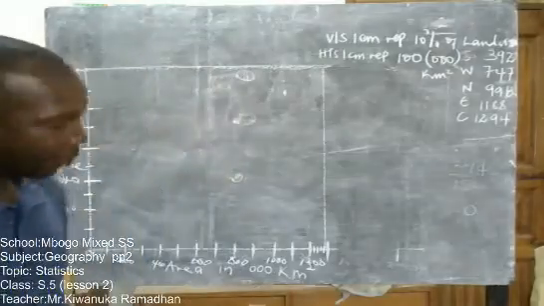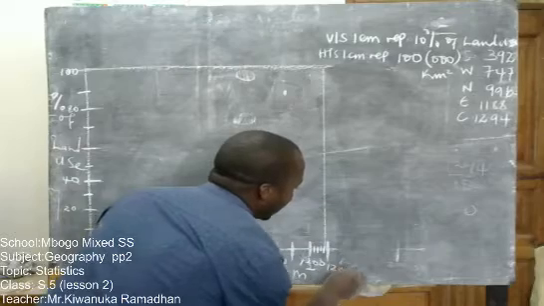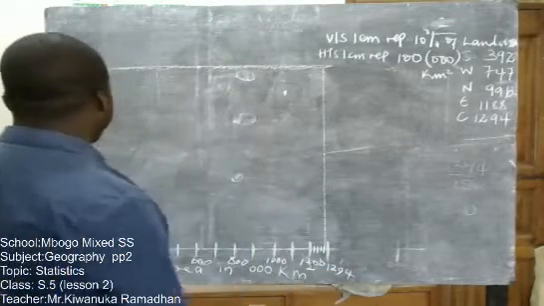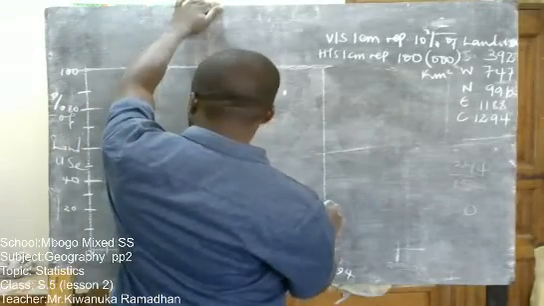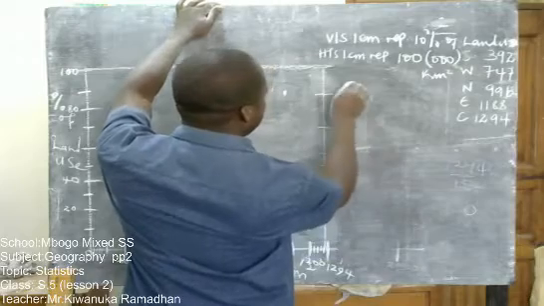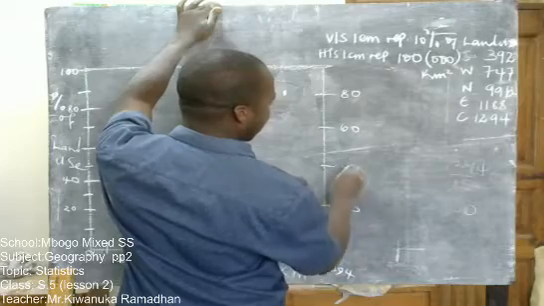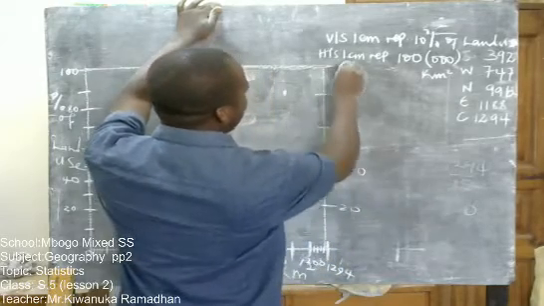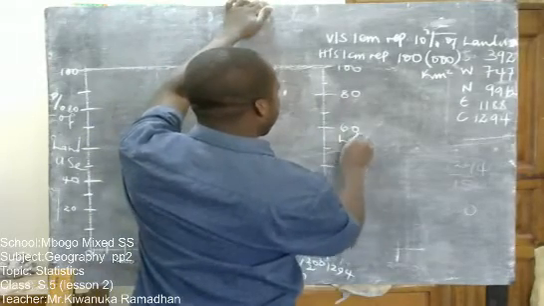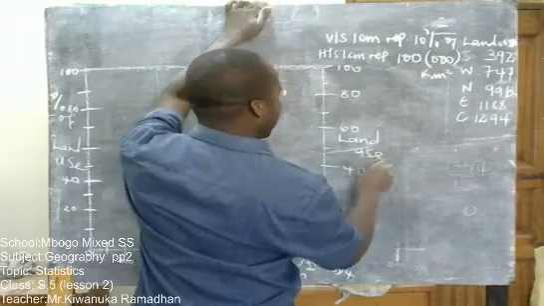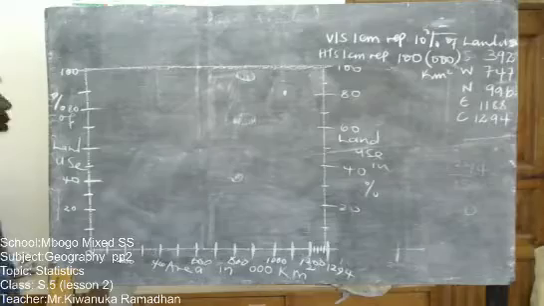I am erasing. So this is 1,294. What is this way? I still put it this other side. 20, 40, 60, 80. Then this is 100. What is this? This is land use in percentage.